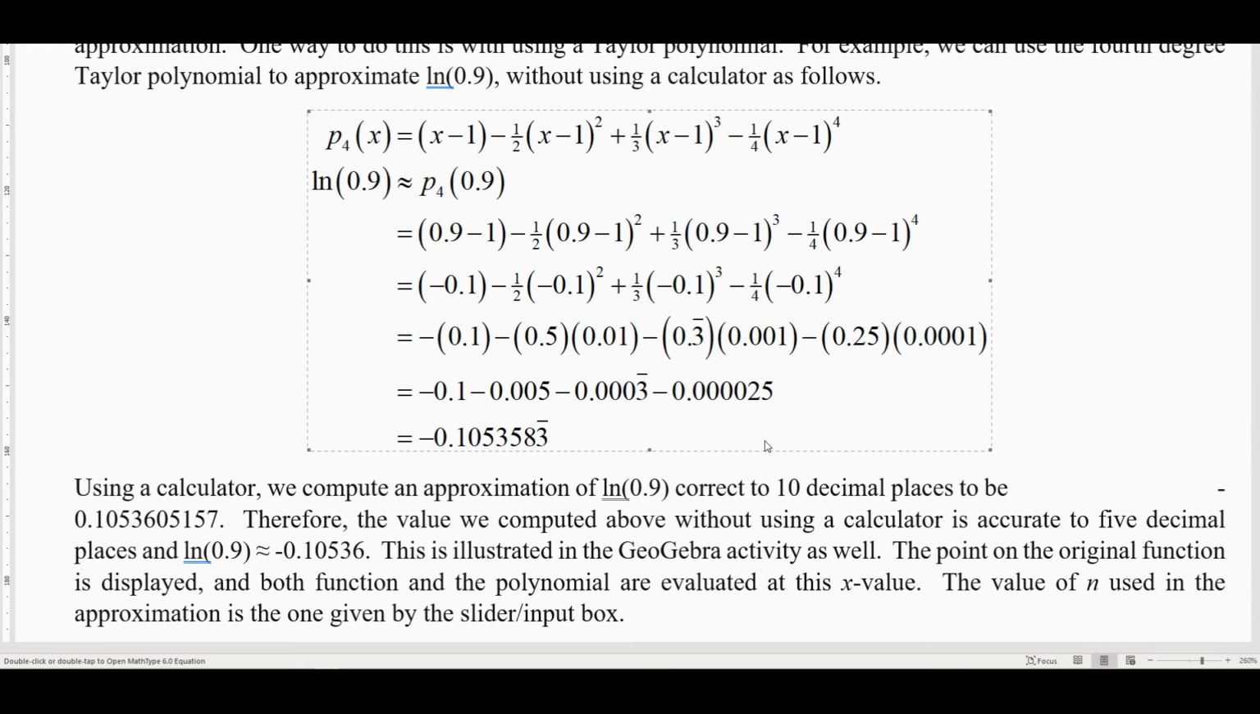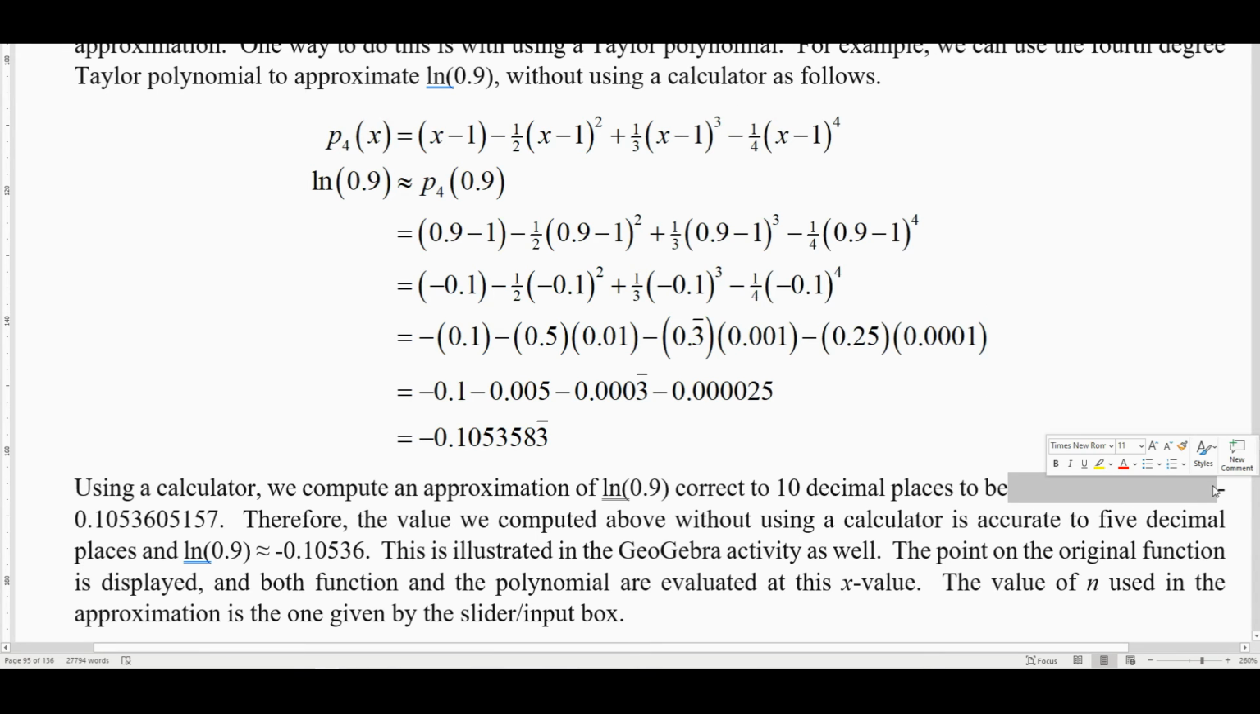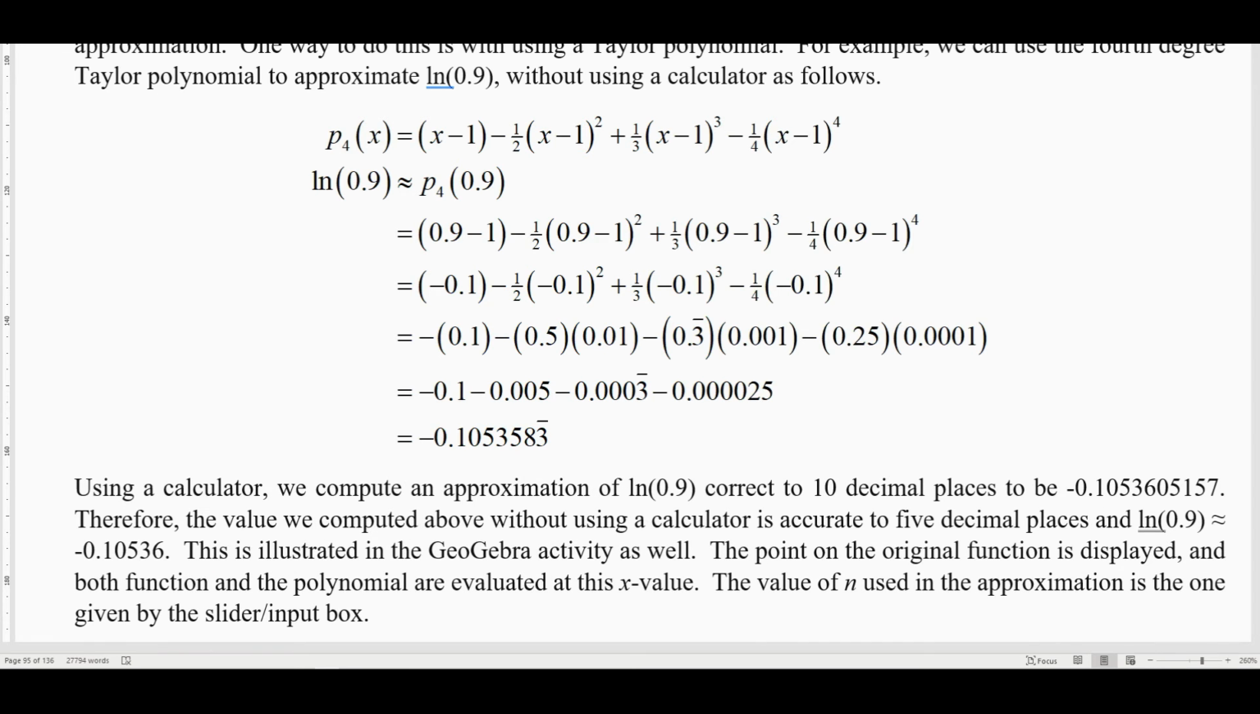And with the calculator, you can get this worked out to be approximately negative 0.1053605157. So it looks like, according to that, if this one is correct, this rounds off to negative 0.10536. So this is good to 5 decimal places. So this would be one way you could have a calculator actually compute a logarithm, is to write a program that made it do this.